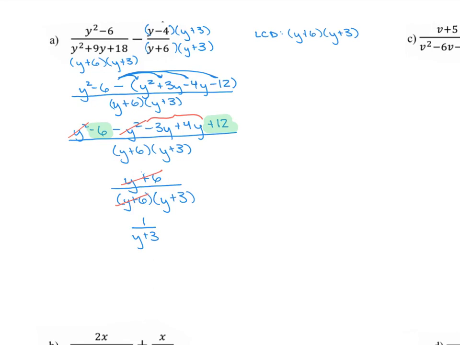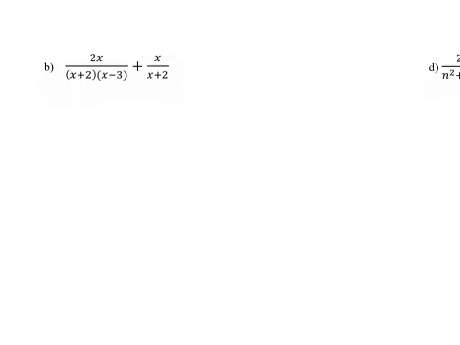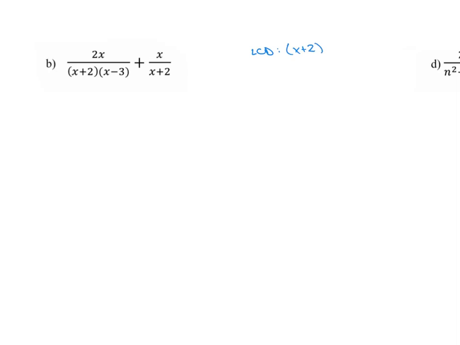All right, that is example A. Let's move to example B. Example B, we have 2x over x plus 2 times x minus 3 plus x over x plus 2. So what is our LCD? Our LCD is going to be x plus 2 times x minus 3. So for this one, the first fraction we are okay. The second fraction we want to multiply by x minus 3 to the top and the bottom.